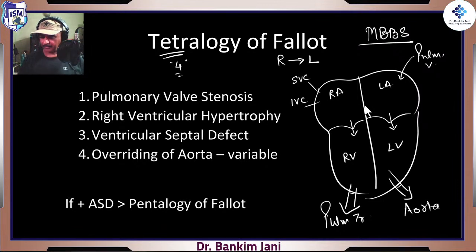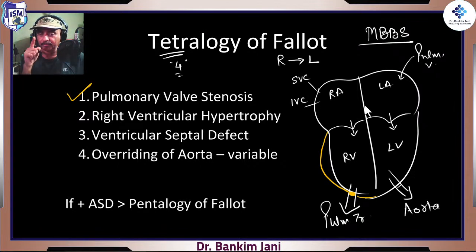Now I change the color. What's happening in tetralogy of Fallot? First thing first, there is pulmonary valve stenosis. So start making the changes over here. The outflow tract is stenosed. The blood which was going easily out of the right ventricle is now obstructed. That's the first thing. We don't have to remember the rest, because whenever there is stenosis, the chamber just behind it has to work so hard that, you have guessed it right, it would be hypertrophied. The right ventricle has a big muscle mass, so it would be hypertrophied.